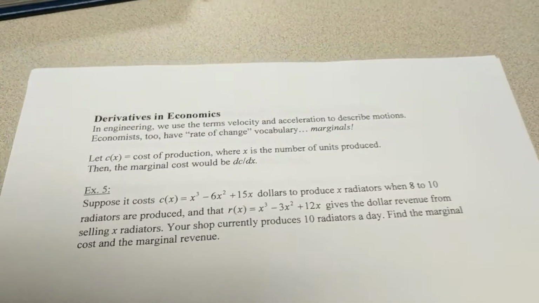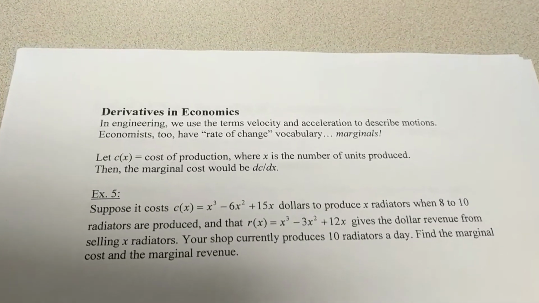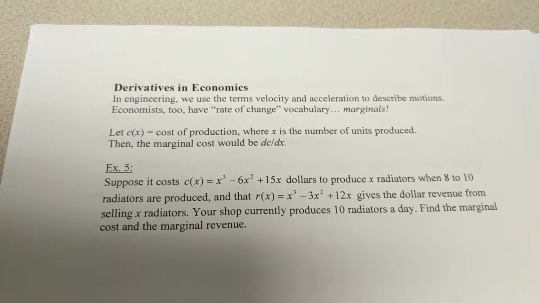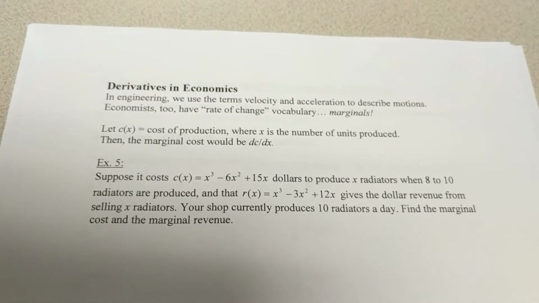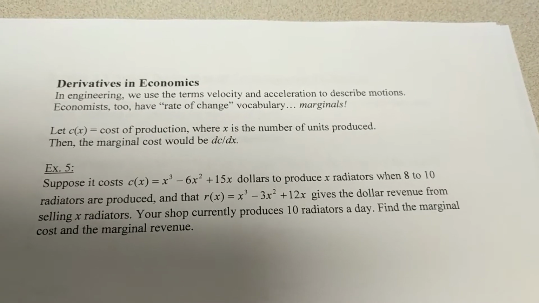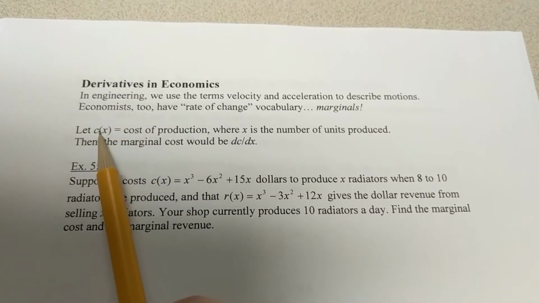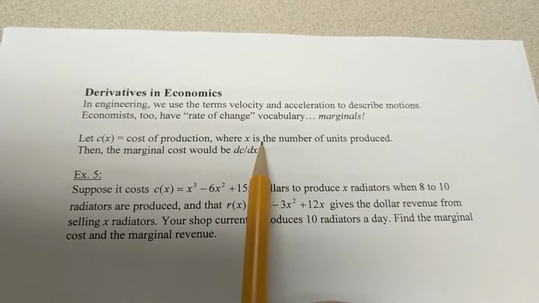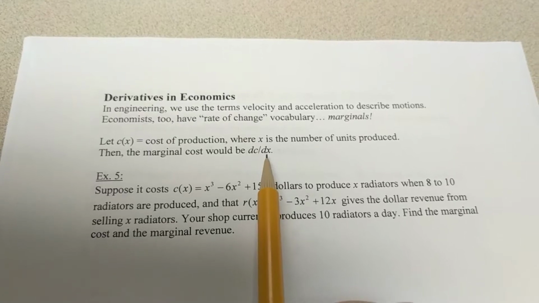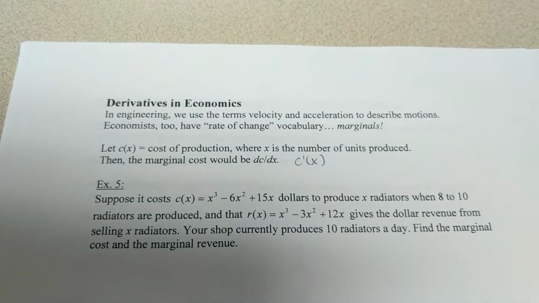All right, last but not least, some of the practical application of these derivatives. Derivatives are actually quite useful in economics. So those of you taking micro and macroeconomics, these marginal costs and marginal revenues have a ton of application with derivatives. In engineering you use velocity and acceleration to describe motions, but economists use rates of change with marginals. So if C of x is our cost of production, where x is the number of units produced, then the marginal cost would be dC/dx, or C prime of x, if you're more comfortable with that notation.